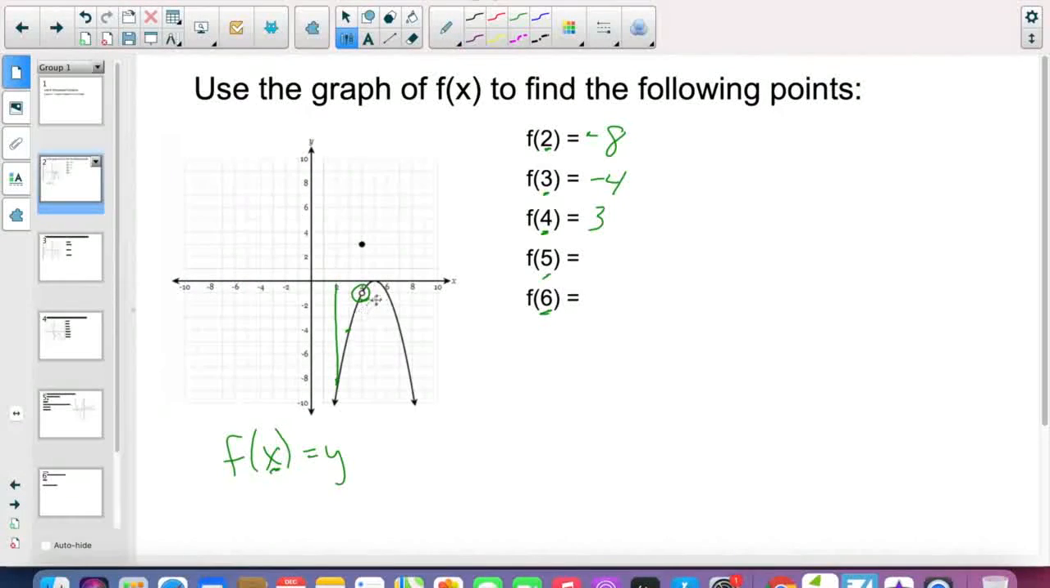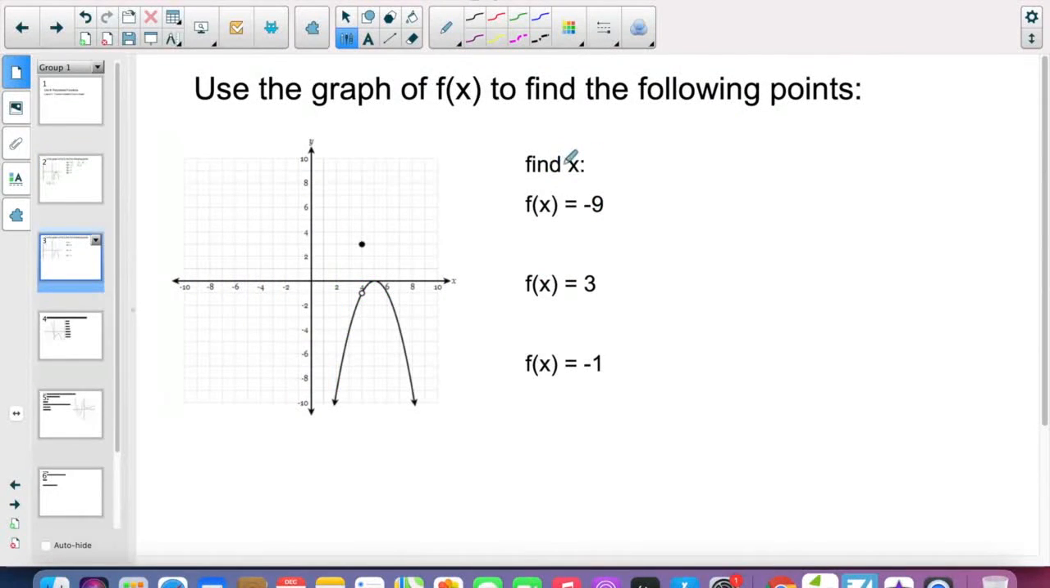F of 5, when the x value is at 5, I'm right here at 0, so the y value is 0. And f of 6 is at -1. So that's how we read a graph when we're dealing with f of x equals your y value. So we learned earlier in the year that if I have f of 2 equals -8, that's the same thing as the ordered pair 2, -8. F of 3 equals -4 is the same thing as the ordered pair 3, -4. And you could find the ordered pairs for all of these different function values.